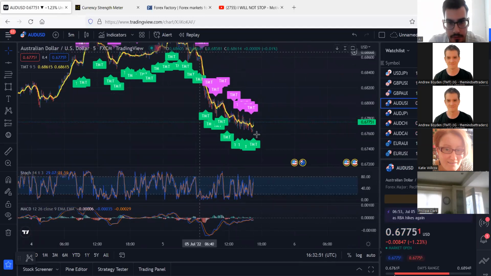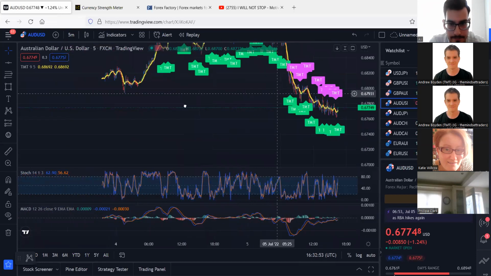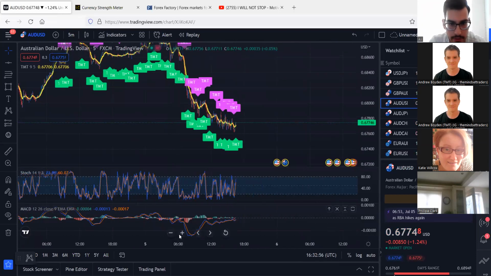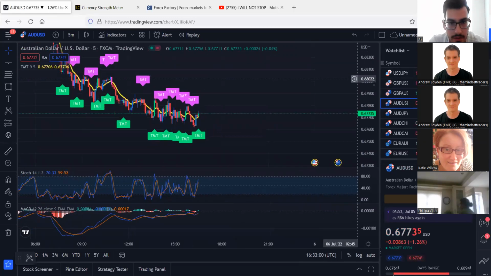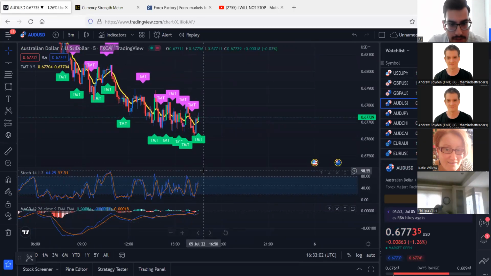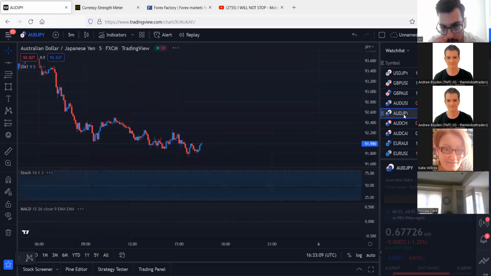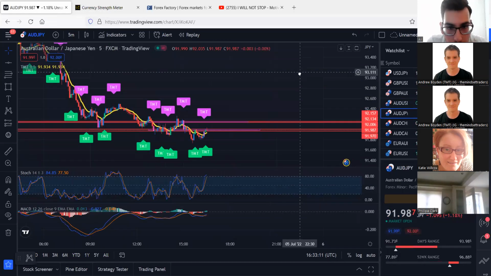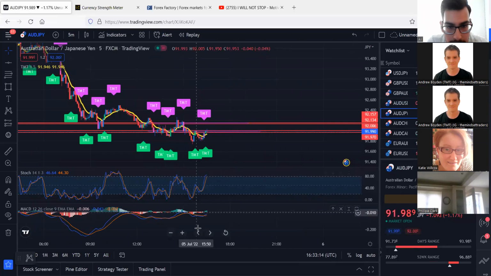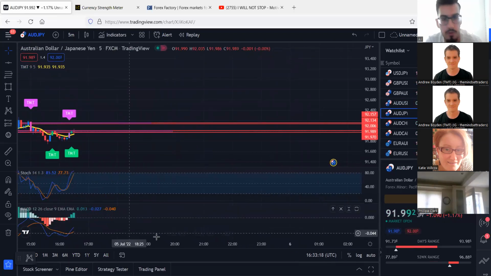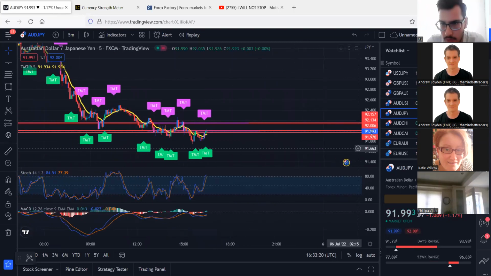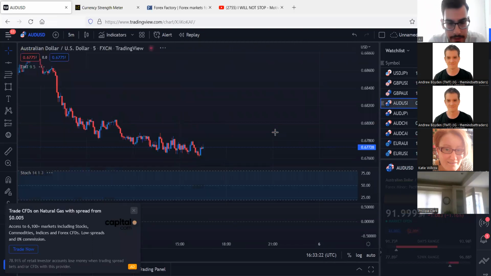AUD USD made a massive move down as well, but that's fine. Let's look where AUD USD is. It's going towards overbought condition. The MACD not quite yet. But other than that, let's check back at AUD JPY for a second. Okay, at the moment it's bearish. Yep, it's bearish. But there's two more minutes for that candle. Let's see how it will end.